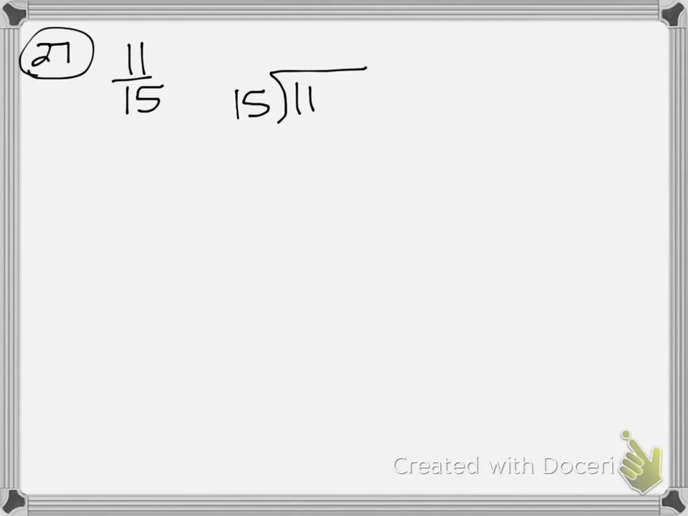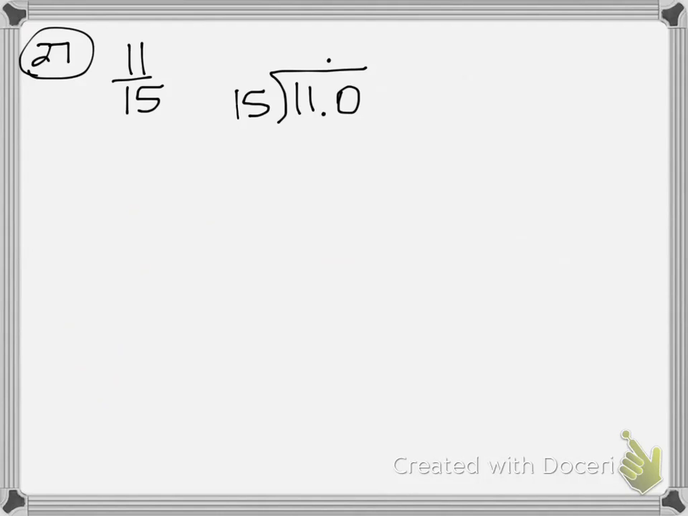Now 15 doesn't go into 11. So I'm going to go in here and put in a decimal and then just a 0. And that's not going to change the value. But what it will do is now, instead, I can go 15 doesn't go into 1, 15 doesn't go into 11, but does 15 go into 110? Yeah, it will. We just need to see how many times.